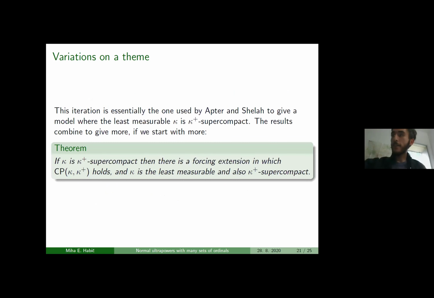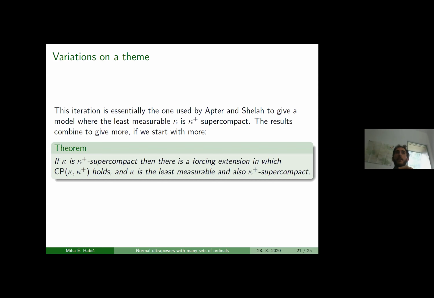So just in the final few minutes, I want to give you some variations on the theme of this result that we can get without too much extra work. Okay, so this iteration actually already appeared in one of the papers that Arthur and Shelah wrote, where they introduced this forcing. And like he said, they used it to produce a model where the least measurable is kappa plus supercompact.